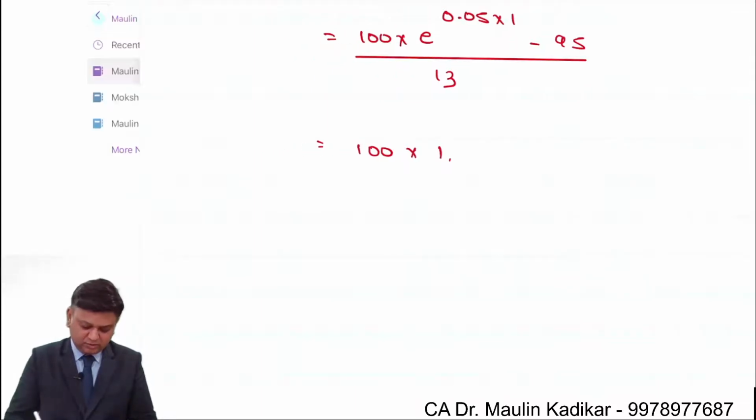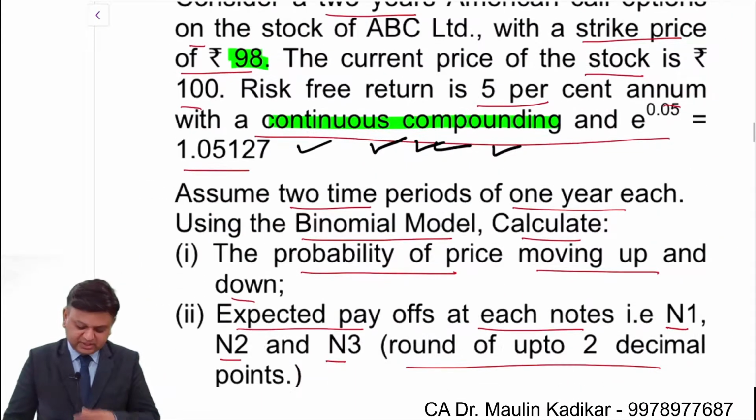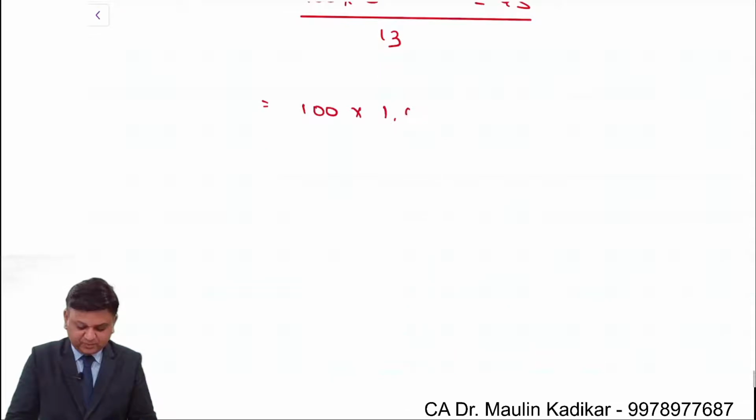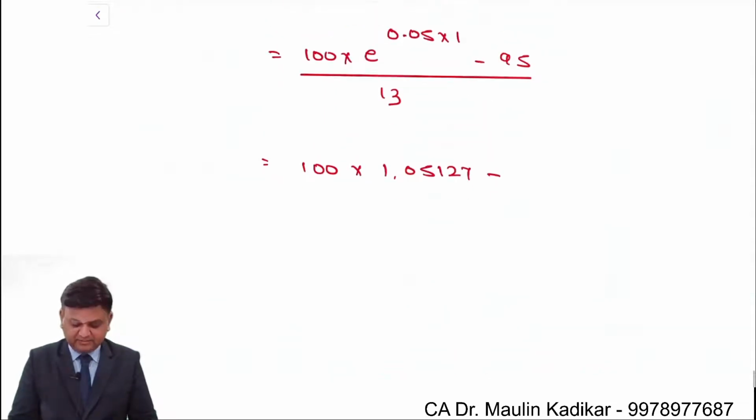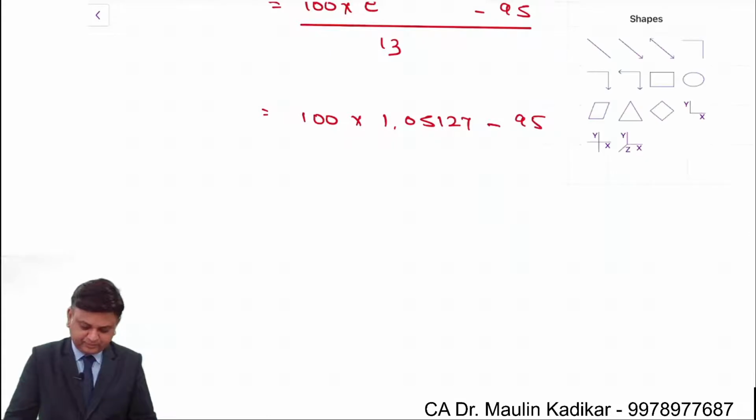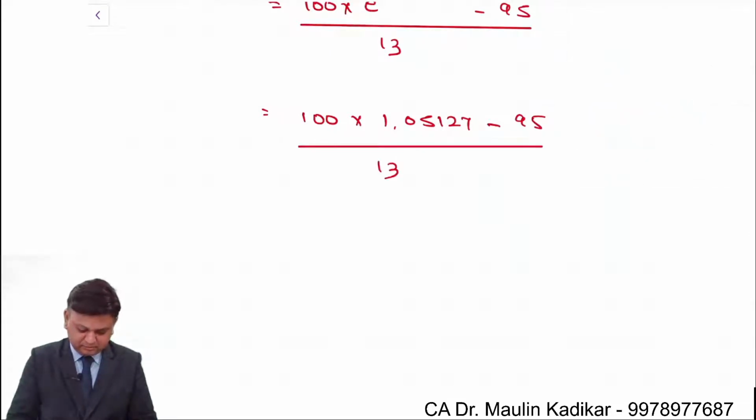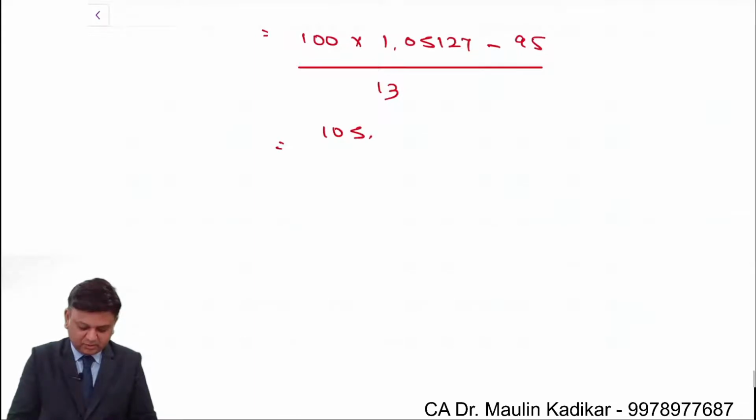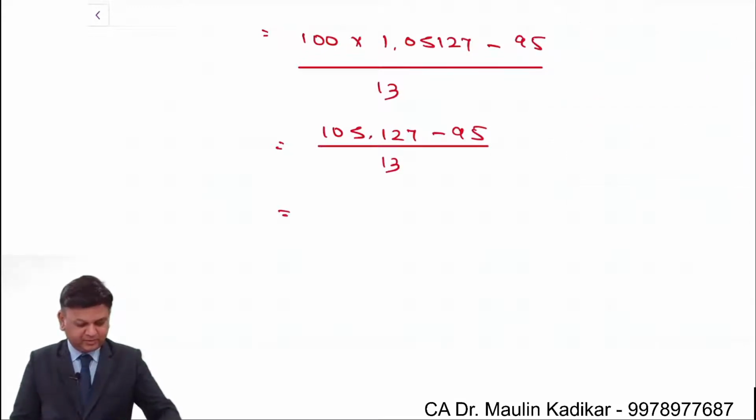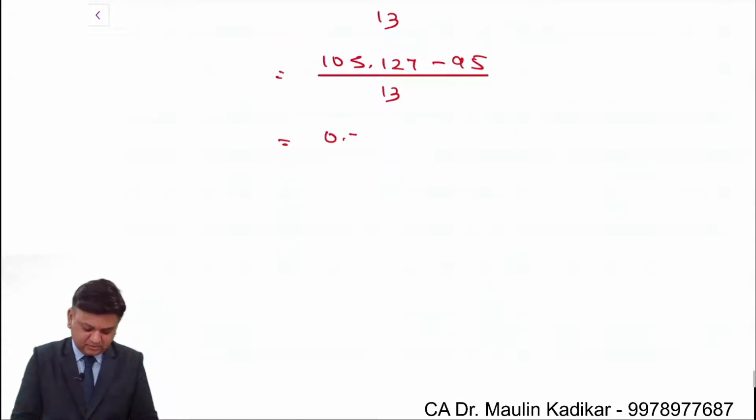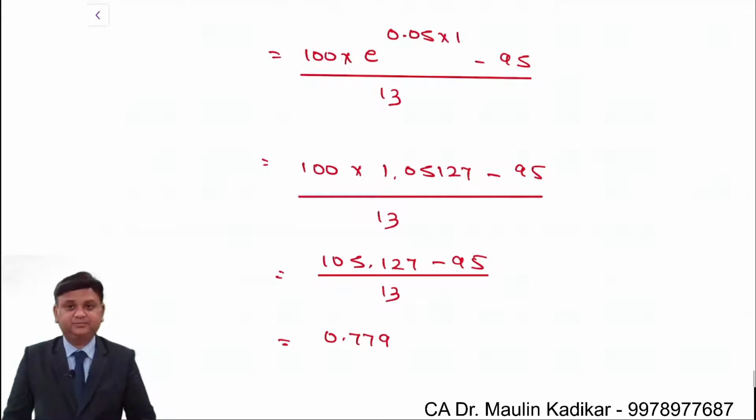So 100 into e raised to RF into T is 1.05127, so 105.127 minus 95 divided by 13. So 105.127 minus 95 upon 13. So 0.779. This is the answer.